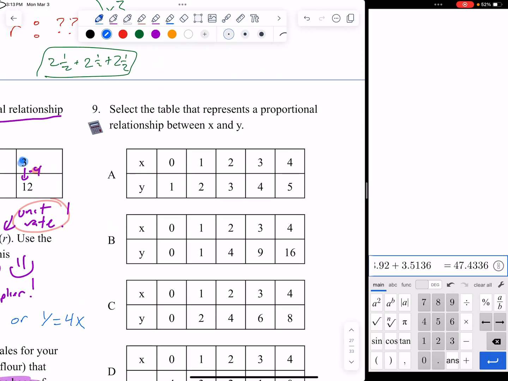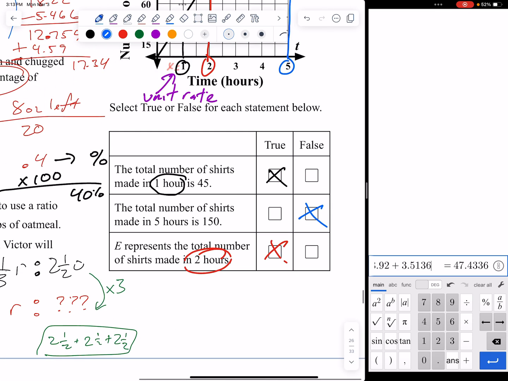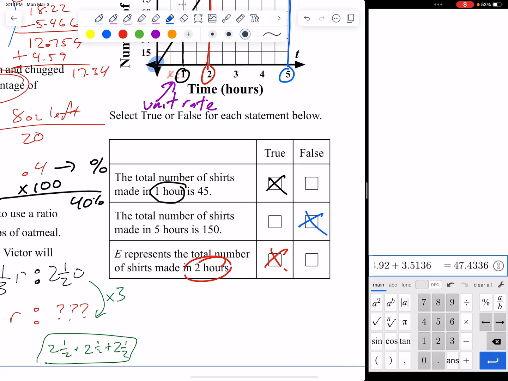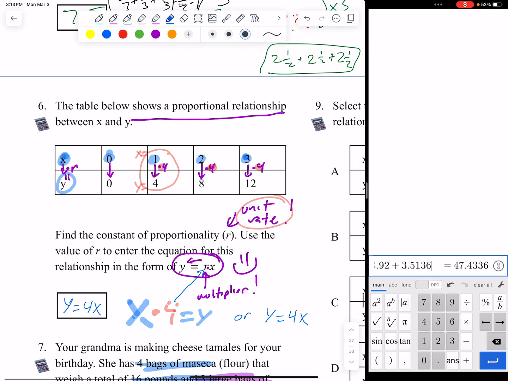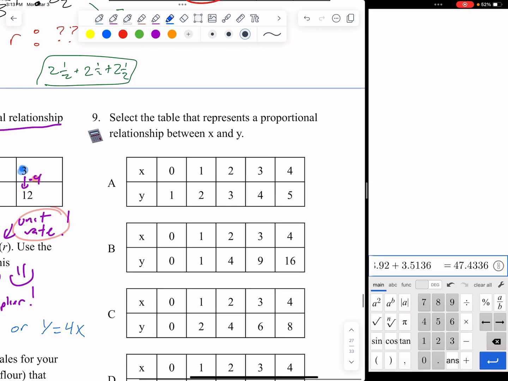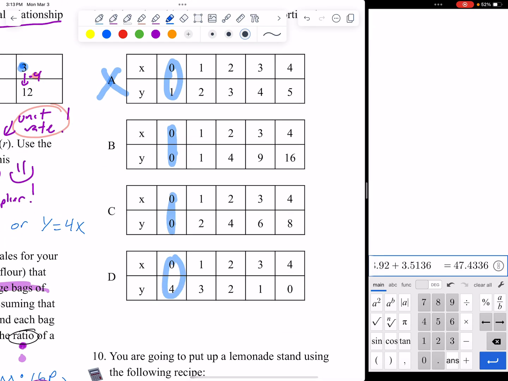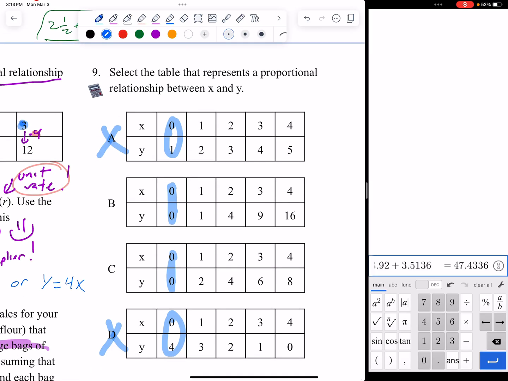Select the table that represents a proportional relationship. On a graph, we know that you have to start at 0, 0. Just like all these tables, you have to start at 0, 0. So, is that 0, 0? No. Is that 0, 0? Yes. Yes, and no. The other thing I got to know is that your R has to be the same. What do we mean by R? It's your multiplier, that way, that way, that way.